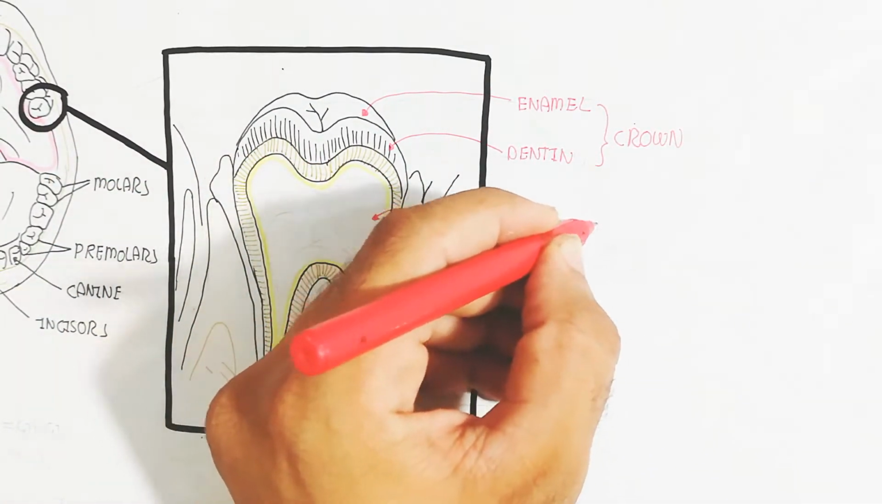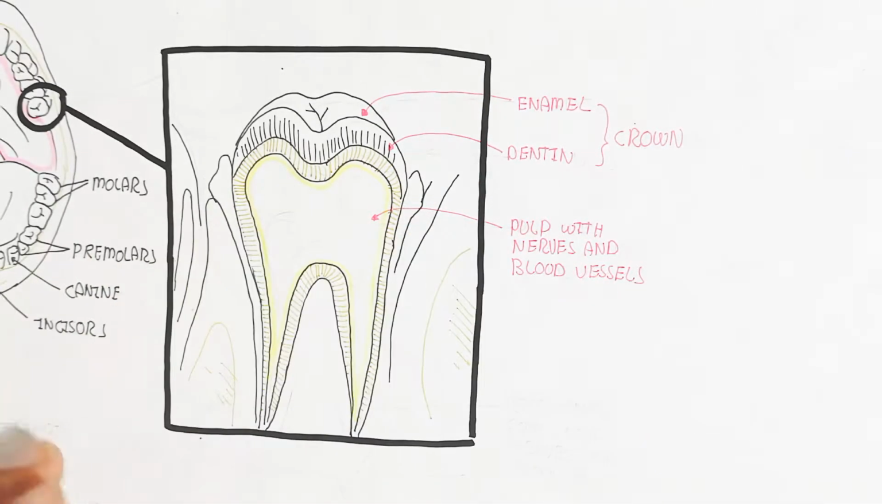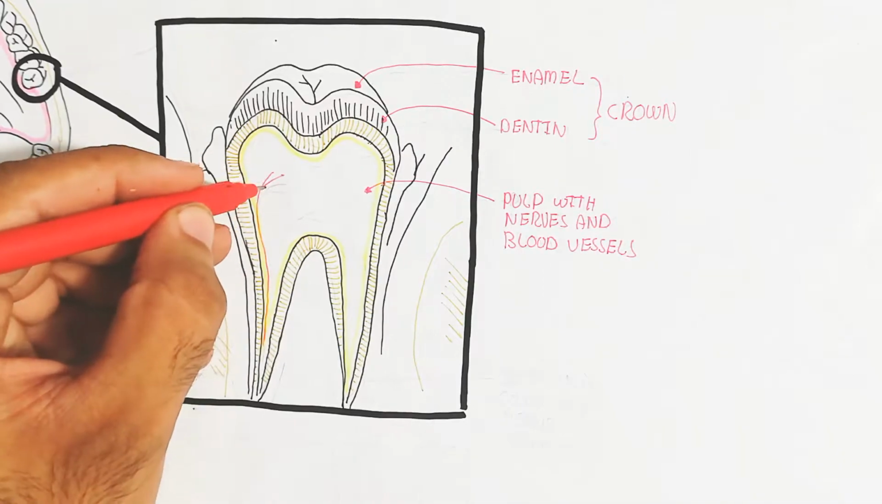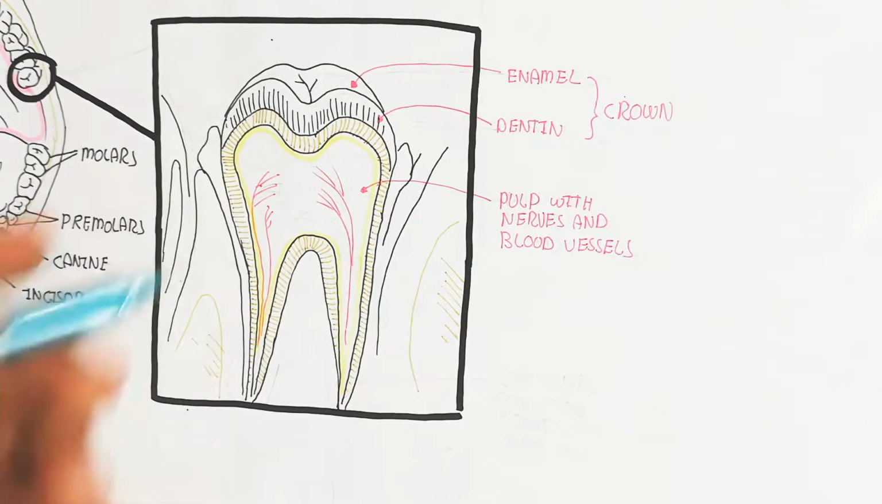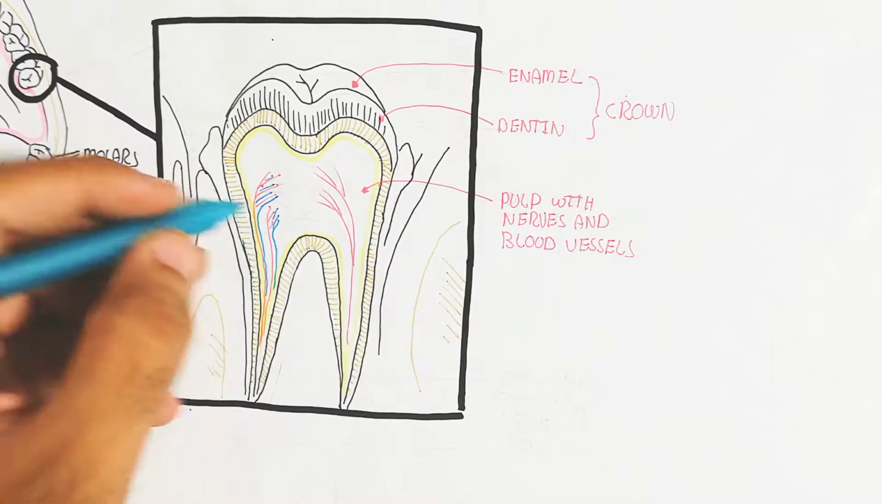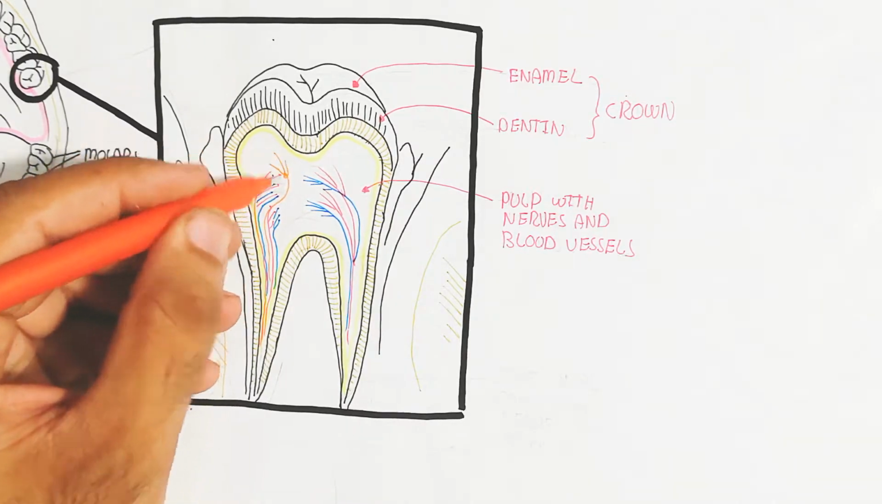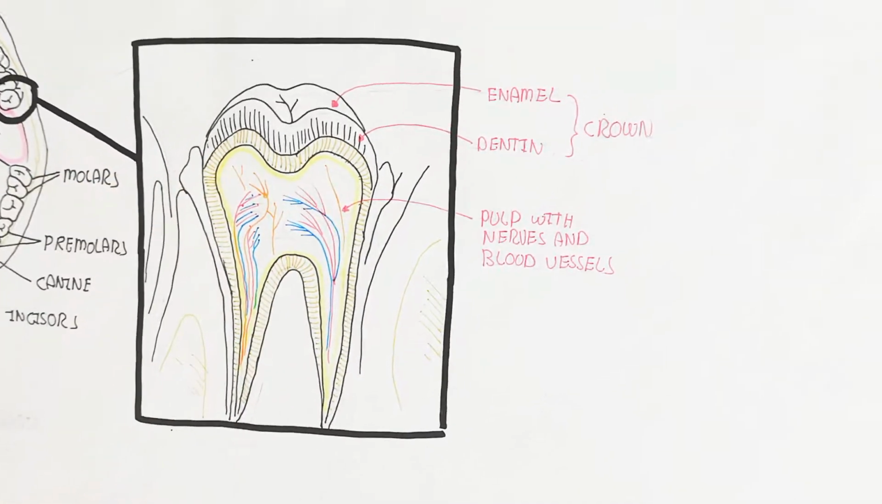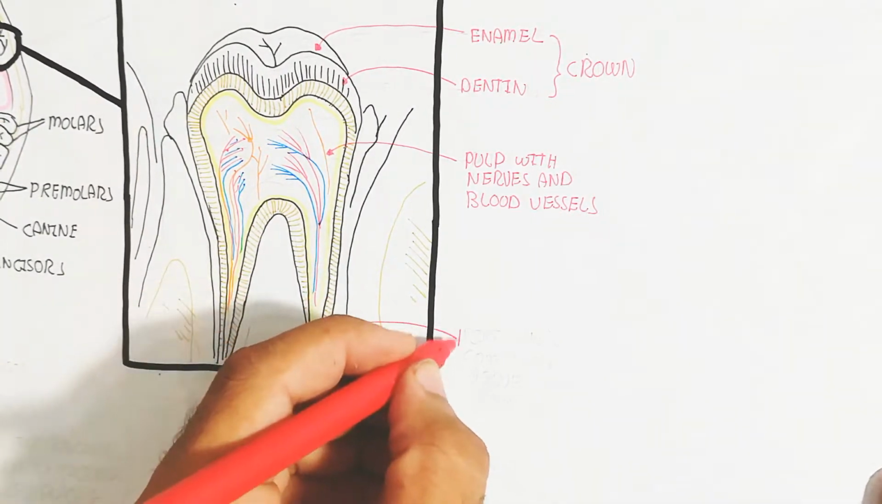On the other hand, this is the pulp with nerves and blood vessels, which gives nourishment and the feeling sensation of mastication during grinding. So it will feel, as well as create pain, due to the nerves. Pain receptors are present in the nerves, which feel the pain in the teeth.